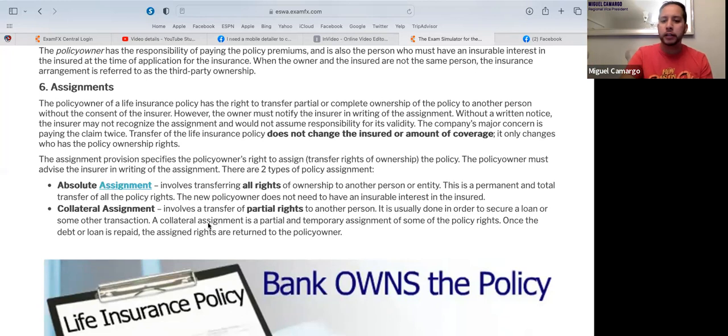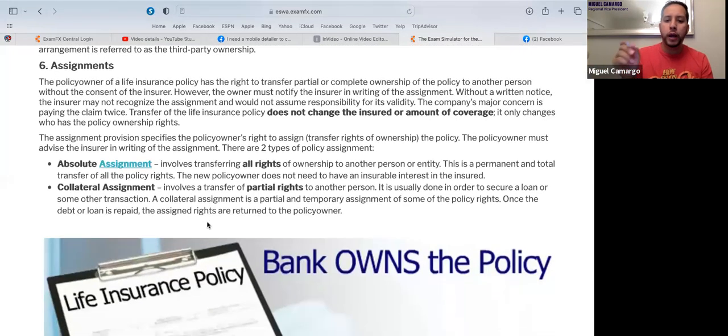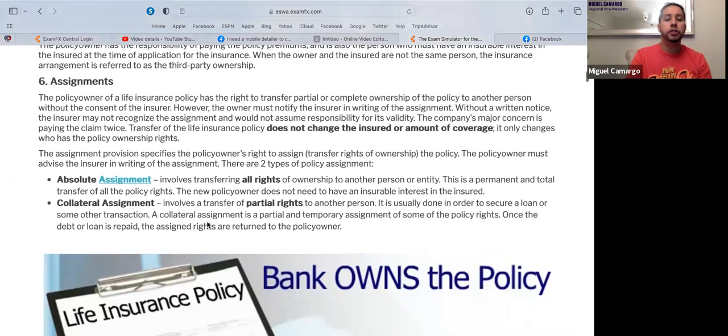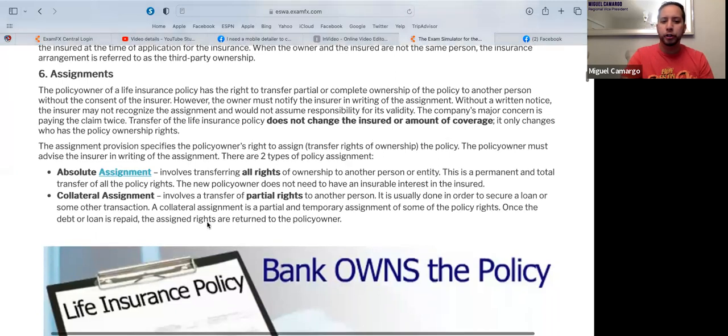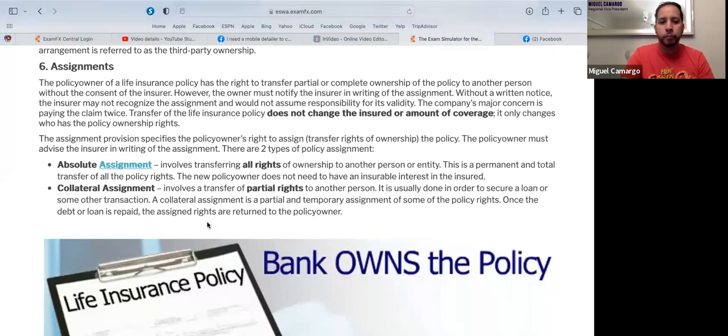The next one is collateral assignment. I want you to write debt or mortgage next to that. Absolute was permanent, all rights, transfer of all ownership. Collateral, I want you to write partial ownership, temporary, debt. Because that's generally when you're going to use it. Use it as collateral for a loan.